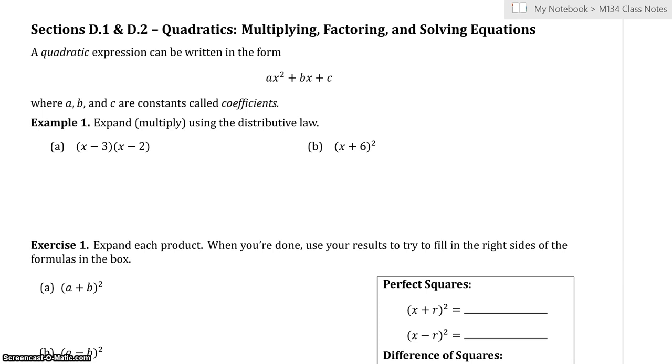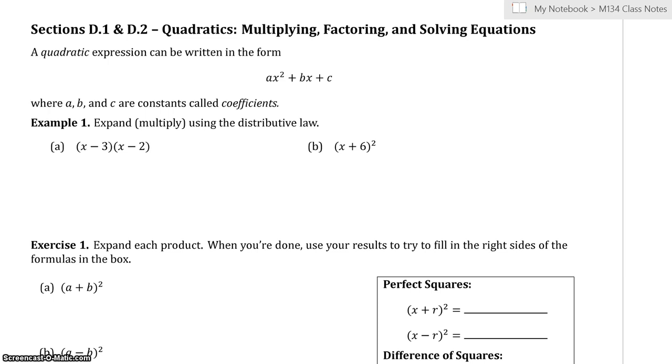We've been dealing with linear expressions and linear equations. Now we're going to be dealing with quadratic expressions and quadratic equations. And a quadratic, if you look at the second part here, the bx plus c, that is the linear part of the quadratic. A quadratic is when we take our linear expression or equation and we add on an x squared term. That is called a quadratic. The a, b, and c are constants. These are just numbers. That's what constants mean. And they are called the coefficients.